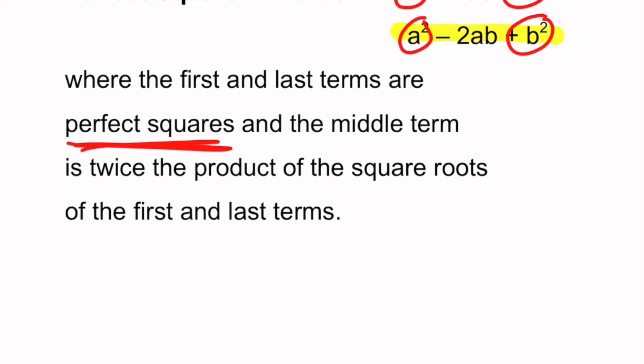Secondly, what needs to be the case is the middle term is exactly twice the product of the square roots of the first and last terms. So in other words, once you find what your a is, once you find what your b is, after you square root your first and last terms, if you multiply them together and then multiply that by the 2, you double it, that's when you have a perfect square trinomial. Okay, and you basically have two options. The last term is always a plus, always a positive there, but the first one could be a plus or a minus. So you got to identify which version of the perfect square trinomial you have.